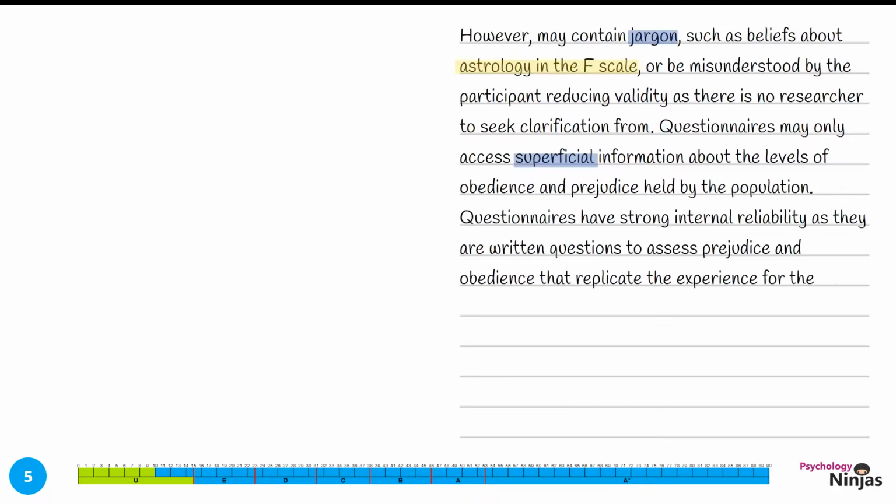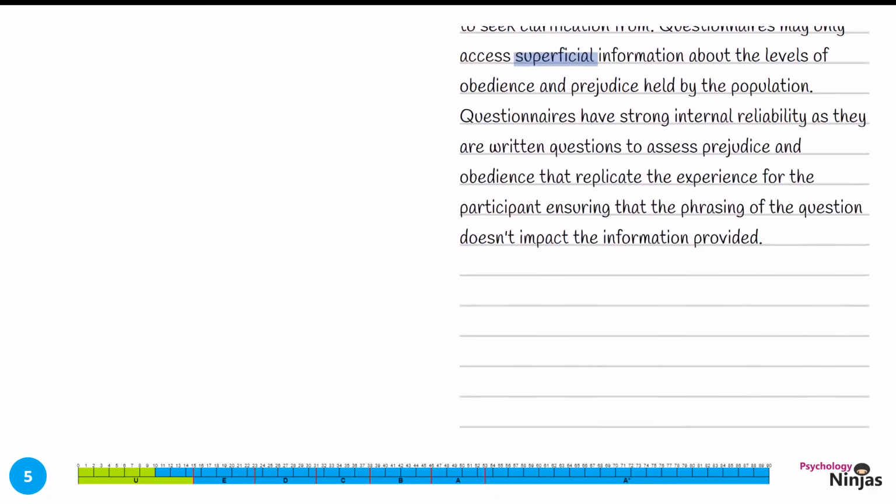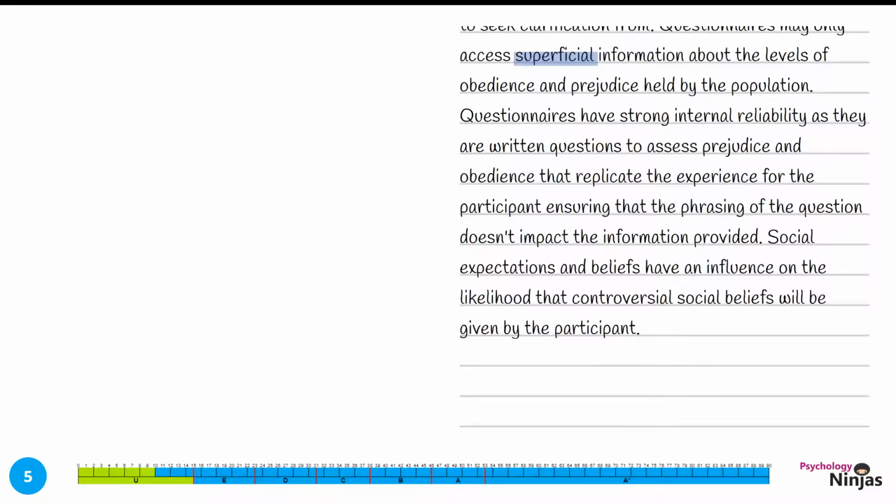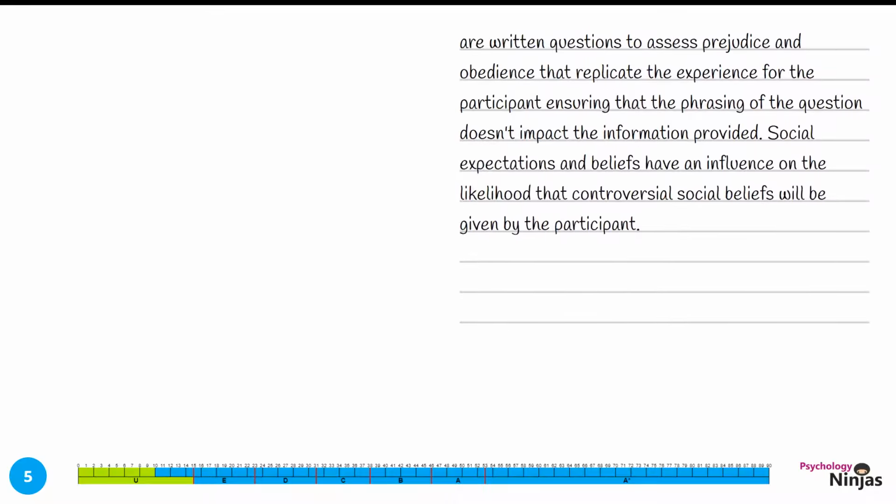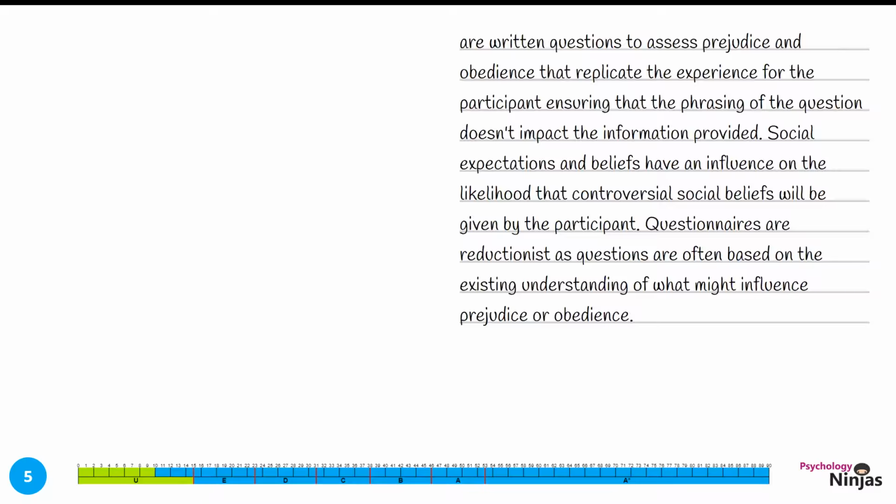Questionnaires have strong internal reliability as they are written questions to assess prejudice and obedience that replicate the experience for the participant, ensuring that the phrasing of the question doesn't impact the information provided. Social expectations and beliefs have an influence on the likelihood that controversial social beliefs will be given by the participant. And finally, questionnaires are reductionist, as questions are often based on the existing understanding of what might influence prejudice or obedience.